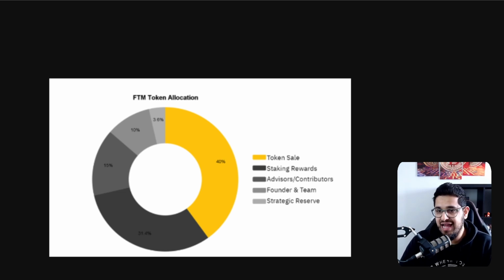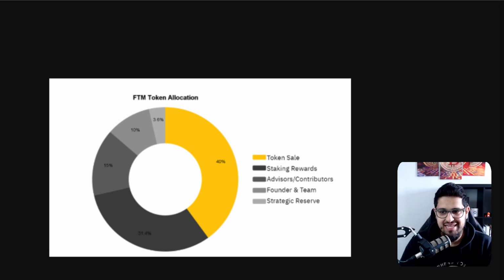10% was then allocated to the founding team, okay? So these would be the key developers, key people in the team, Michael Kong, I assume, and a few others. And this allocation had a cliff and then a 24-month vesting period with monthly releases, okay?